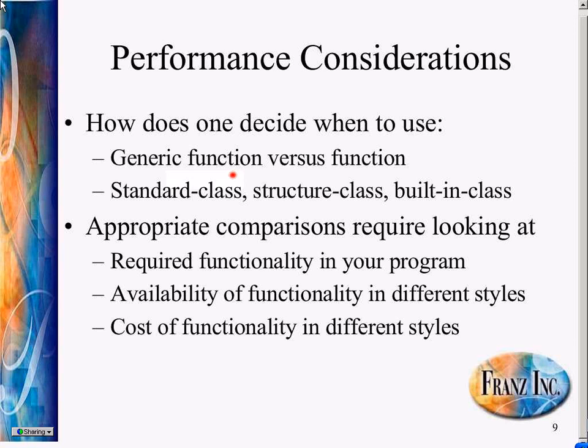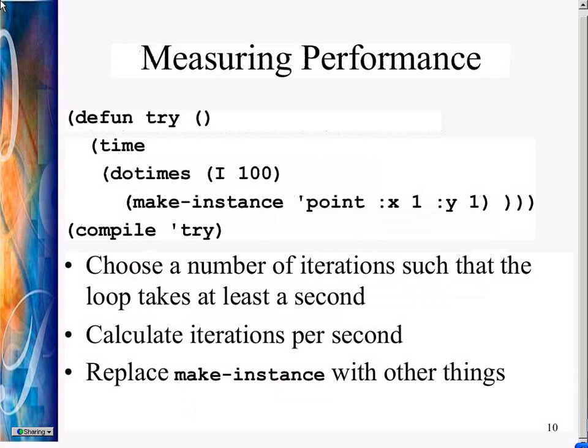So just some discussion about using generic functions rather than regular functions, using standard class, which is the one that you create with def class, structure class, which is the one that you create with def struct, and built-in class, which is one that comes already available with the system. You have to be sure you're looking at what your program requires, whether there are built-in classes that will do what you're looking to do, and if we do it in different ways, how much does it cost?